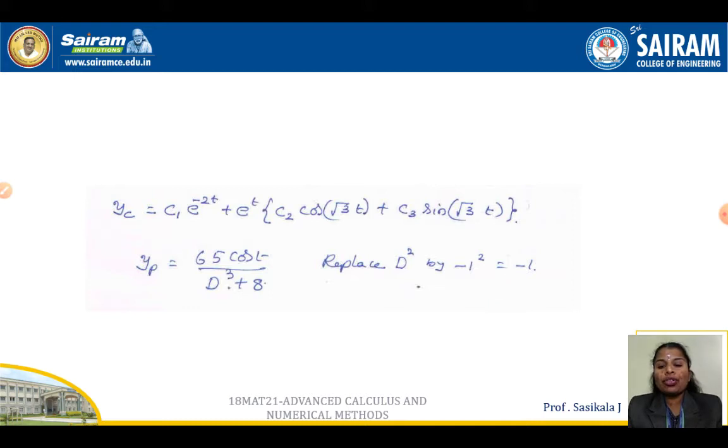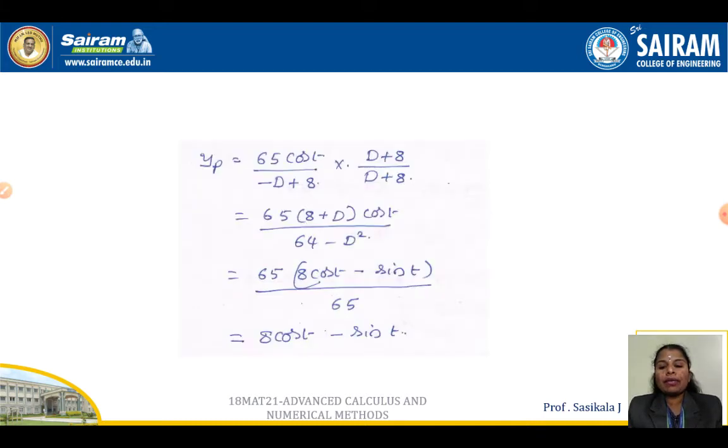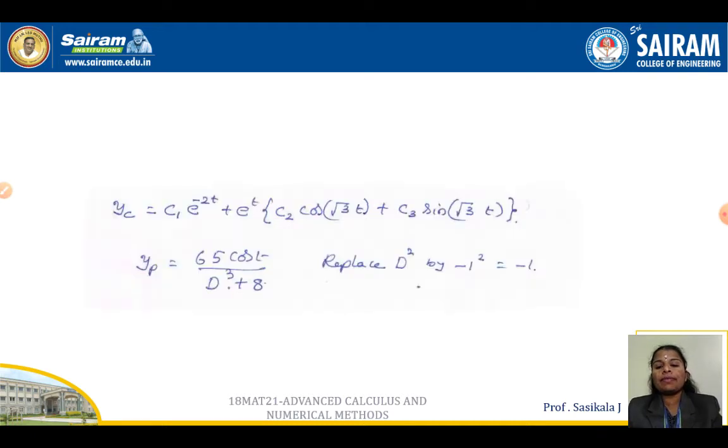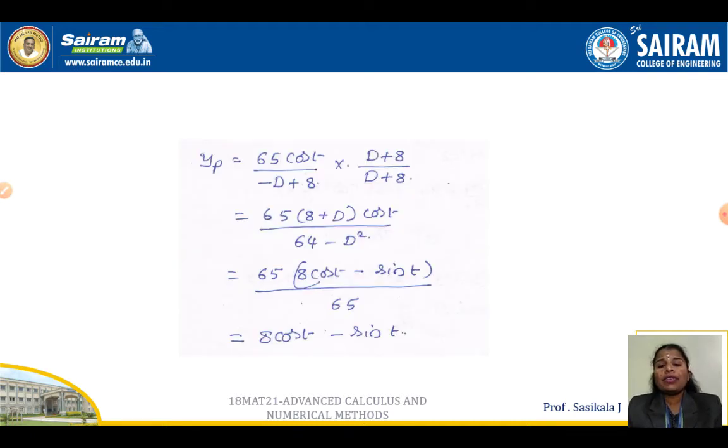So substitute, you will get minus 1 plus 8. One term you can replace, it will become d cube here, so it will become minus d plus 8. Again, what you have to do is multiply and divide by the conjugate. Why? Because I need to replace only d squared, not the d terms, as per type 2. So multiply and divide by d plus 8 by d plus 8.